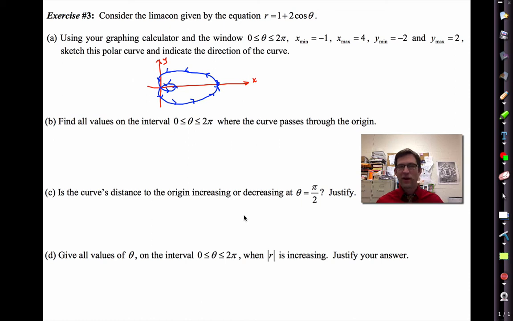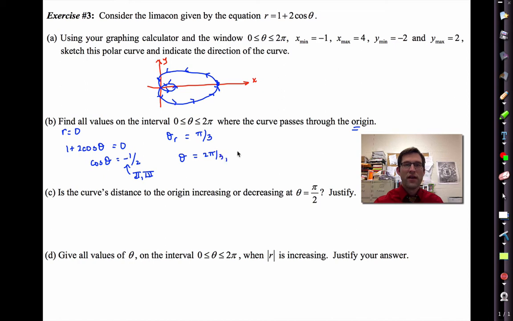All right, did you figure it out? The curve is going to pass through the origin whenever its radius is equal to 0. So we literally are solving this problem: 1 plus 2 cosine theta equals 0, which means cosine theta is equal to negative 1/2. Little trig equation solving. My reference angle would be pi divided by 3, but since the cosine is negative, we're going to be in quadrant 2 and quadrant 3. So the angles will be 2 pi over 3 and 4 pi over 3.